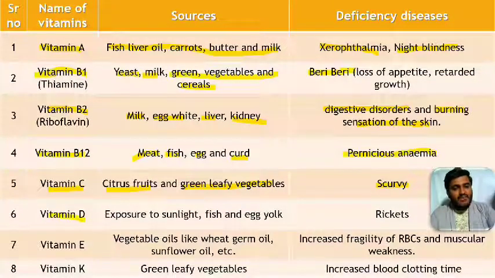Okay, next one, vitamin D. Vitamin D is mainly obtained when we expose our body to the sunlight. We can also get vitamin D from fish and by eating egg yolk. These all are rich sources for vitamin D. The main thing is exposure to sunlight. Deficiency of vitamin D causes rickets. Which one? Rickets. I hope you understood.